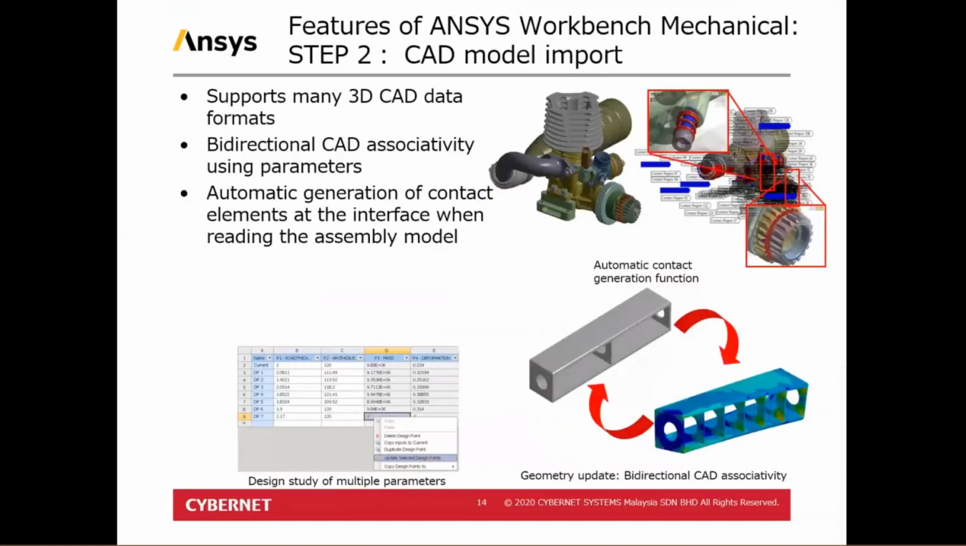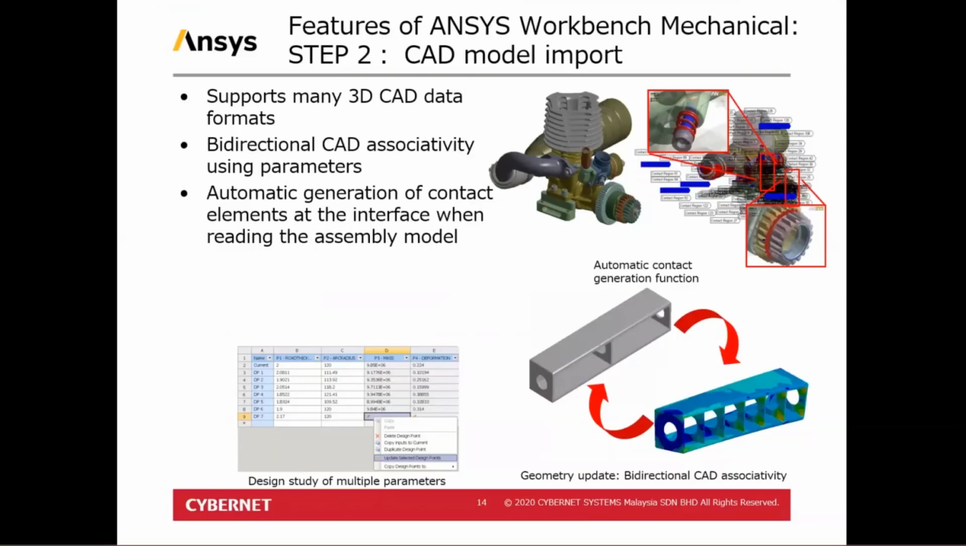Then we go to the next step, which is the CAD model import. Now, ANSYS has a feature called bidirectional CAD associativity. What this means is basically that for any parameter change in the user's CAD software, ANSYS can automatically read and apply the change inside the analysis environment. Some of the CAD software that support bidirectional CAD associativity are CATIA V5, Autodesk Inventor, Solid Edge, and so on. And ANSYS has the advantage of supporting many 3D CAD data formats, of course.